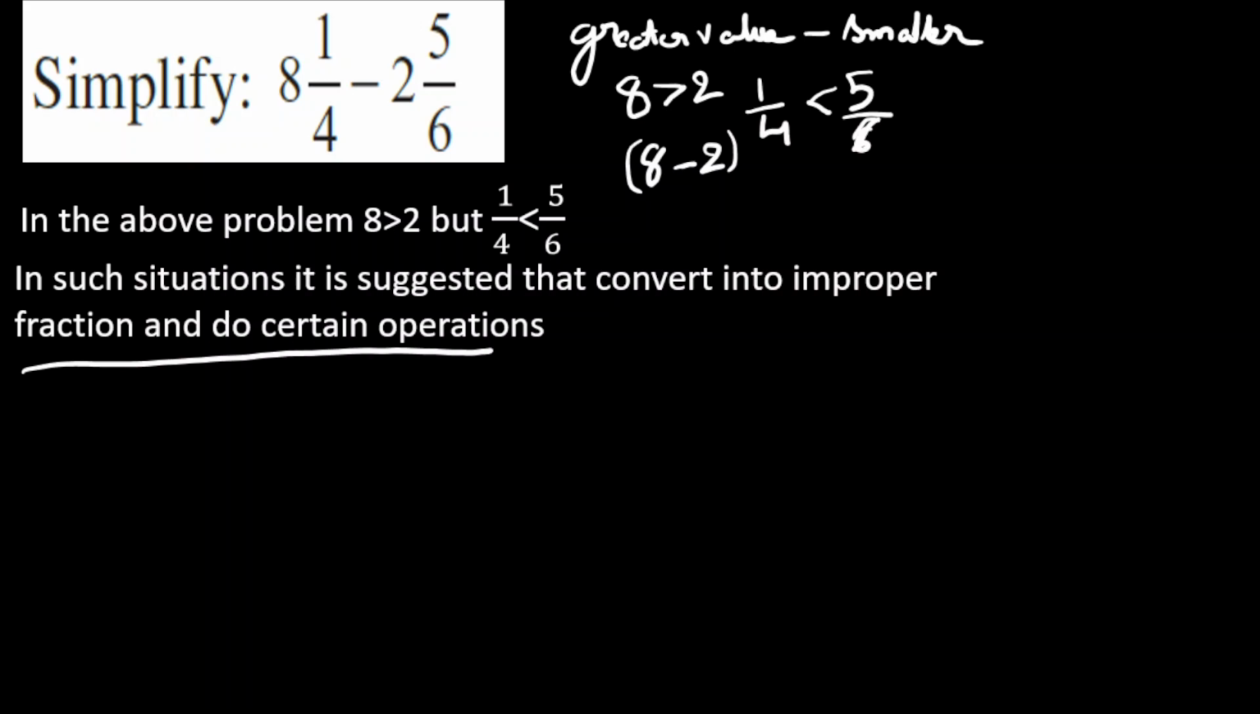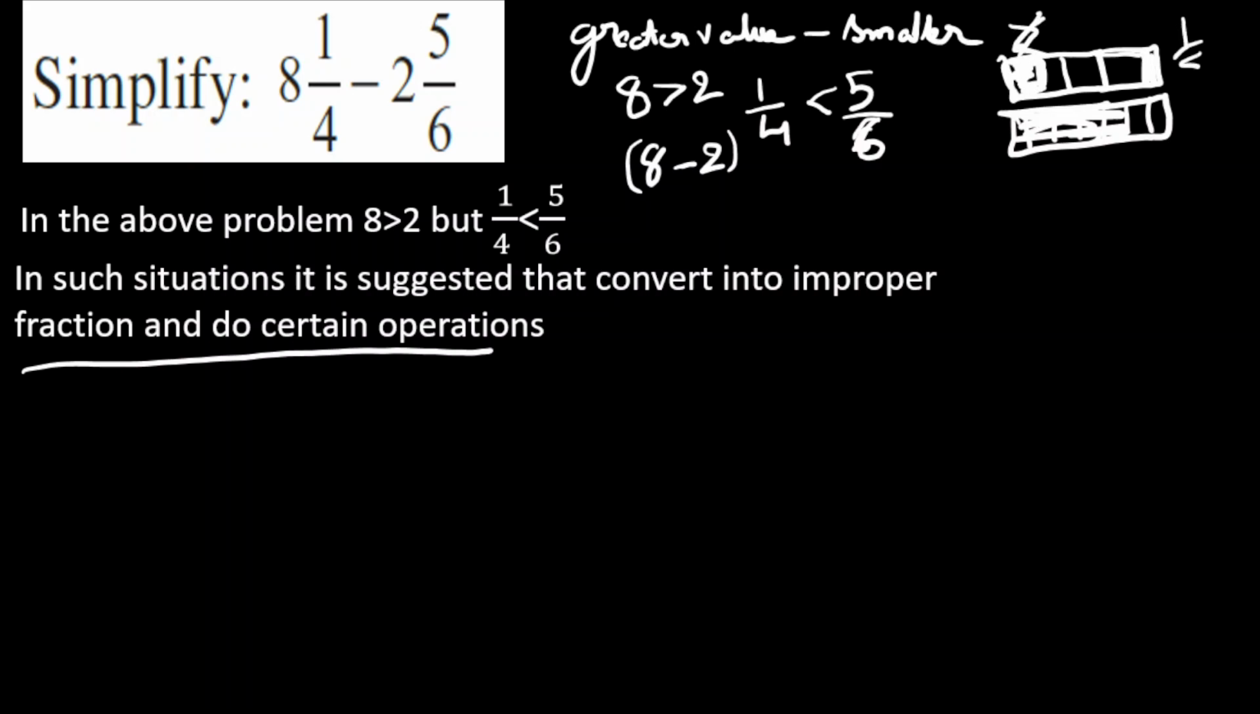This 1 by 4 is less than 5 by 6, because you know that this 1 by 4 means the whole is divided into 4 equal parts, and in that we are taking only one part. And coming to 5 by 6, it is nothing but the same whole divided into 6 equal parts, and we are taking 5 parts in that. We are considering the 5 parts.